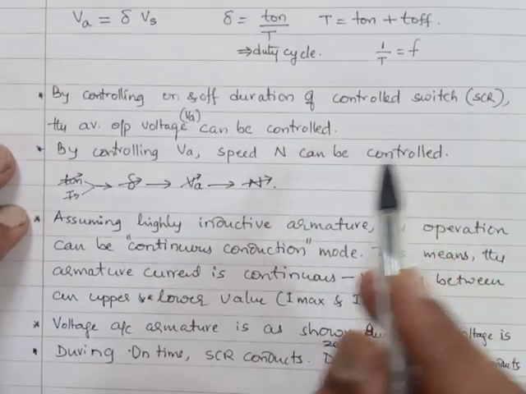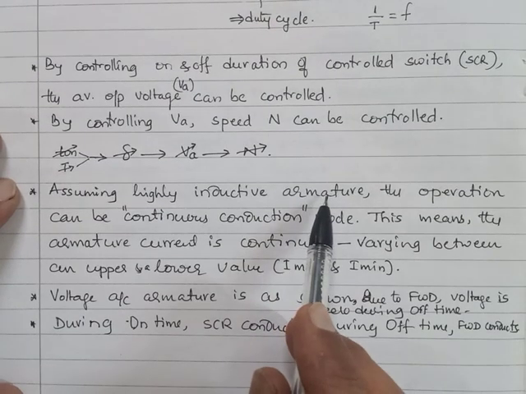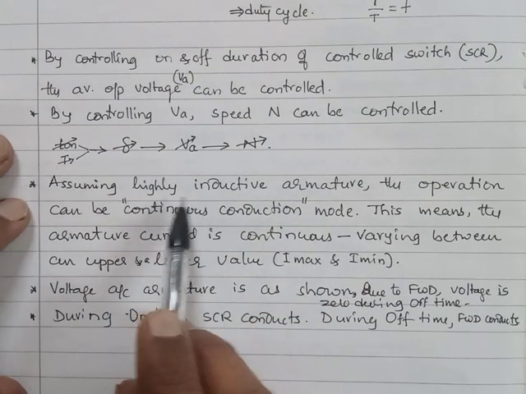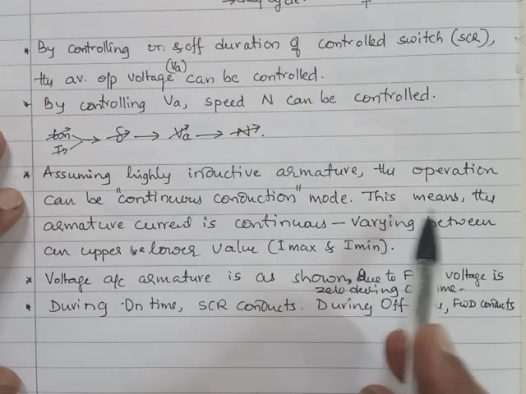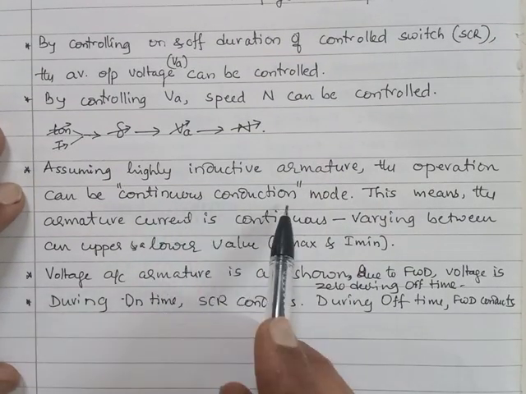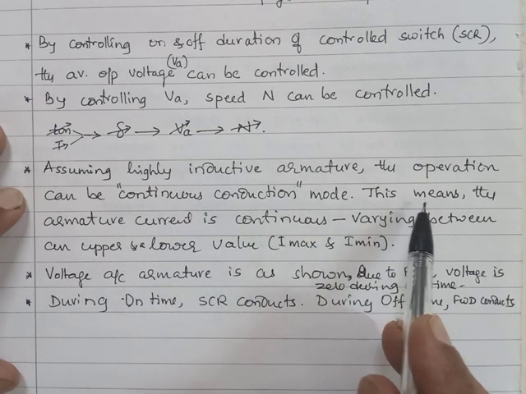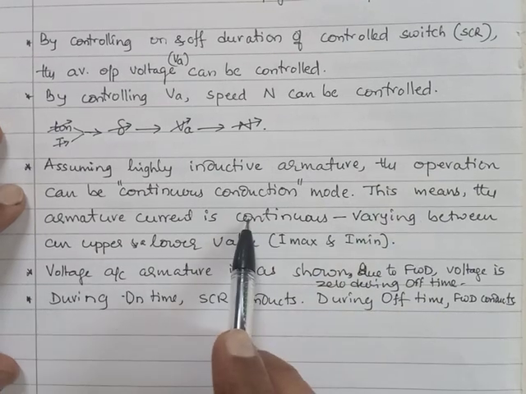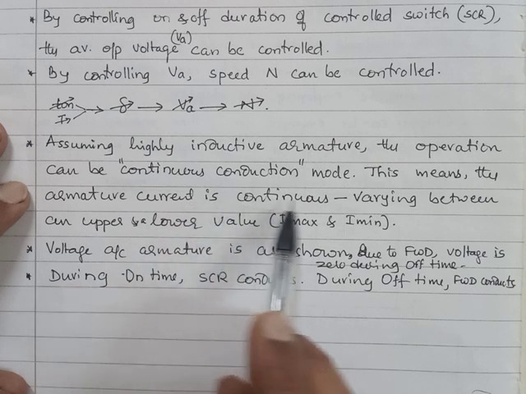Now, if the armature is assumed to be having high value of inductance, then the operation of the chopper can be assumed to be continuous, typically called continuous conduction mode. In that case, the current will be continuous. There is no zero current there. Current will be always there.